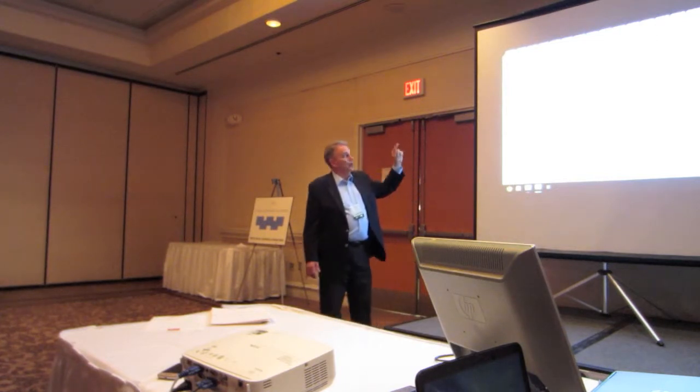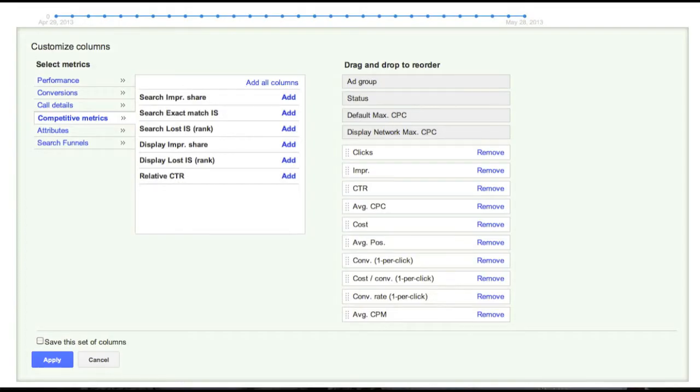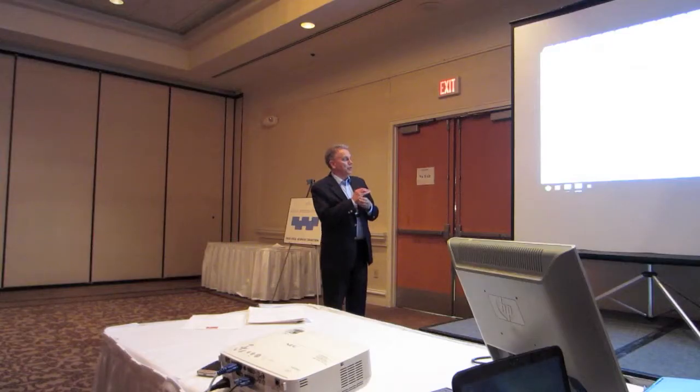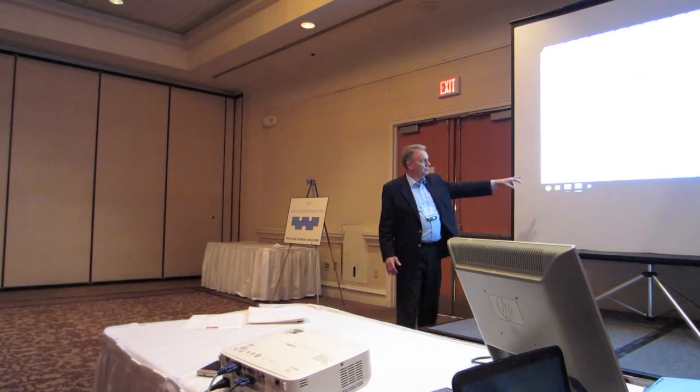So Dan, if you'll go up to columns and click customize and go over to competitive metric, right? And it says it's already there. Click it. I would say search impression share. We'll click on the display impression share too, please. All right, and then down to save. All right.